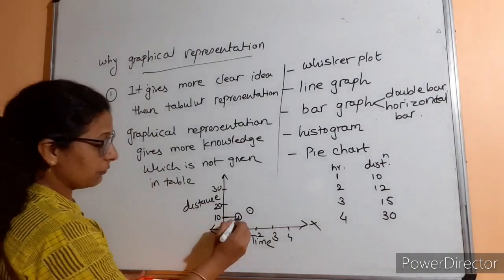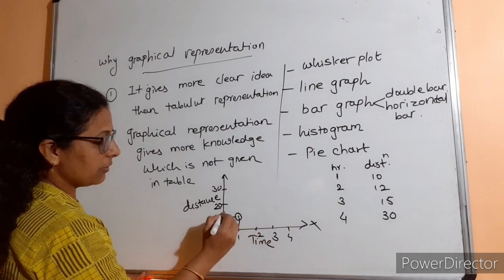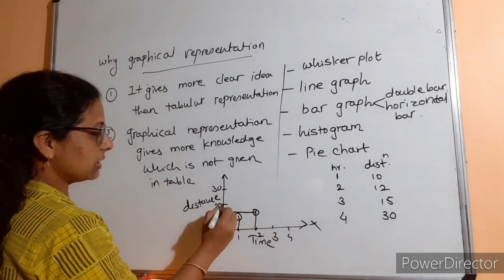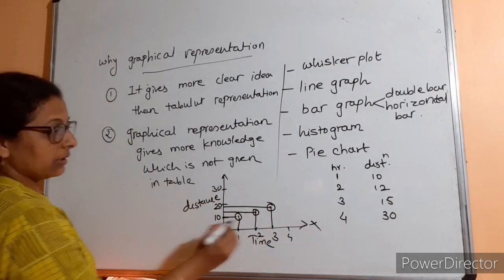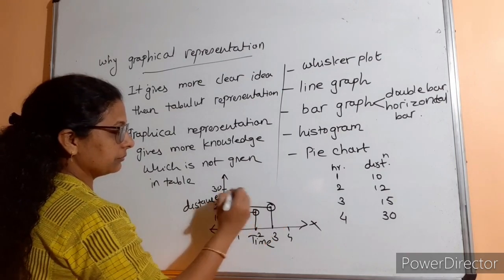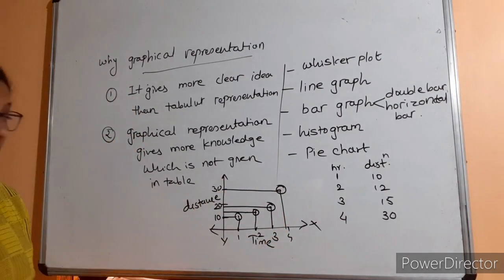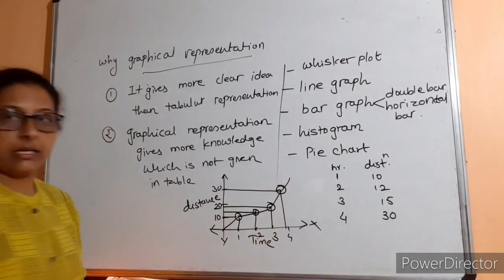So here it is 10. Then 12, so 12 is somewhere here. Then at 3 it is 15, so that is below 20. Then it is 30. So here is this. Now if you join this like this, the graph is here.